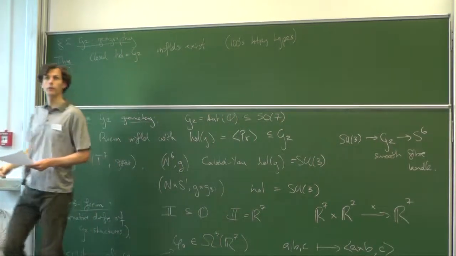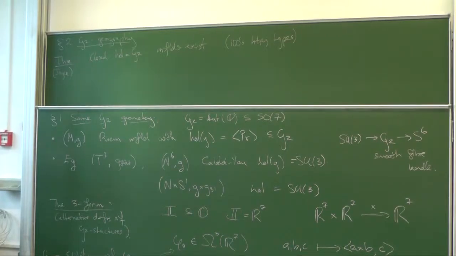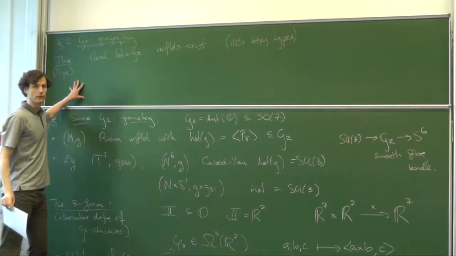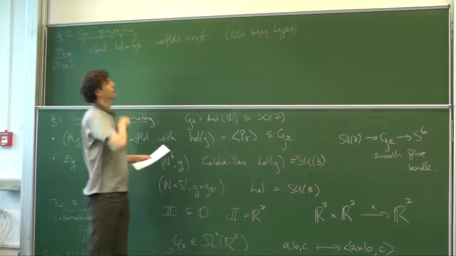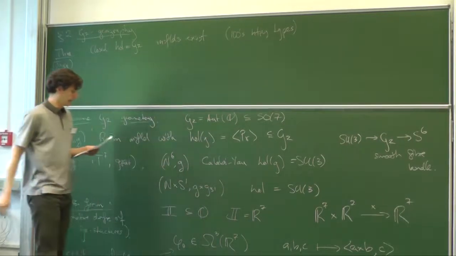Only hundreds? Only hundreds. Joyce himself constructed about 100. And he could compute the Betti numbers. Just look at the list of underlying manifolds.